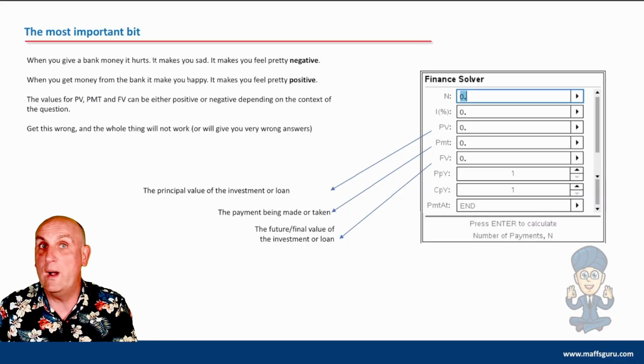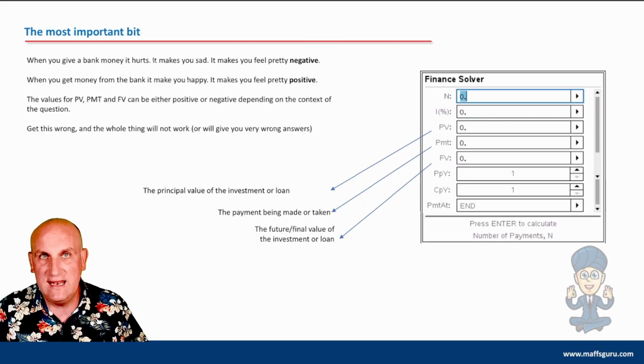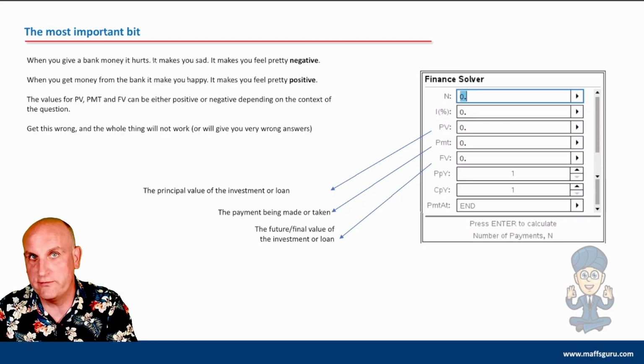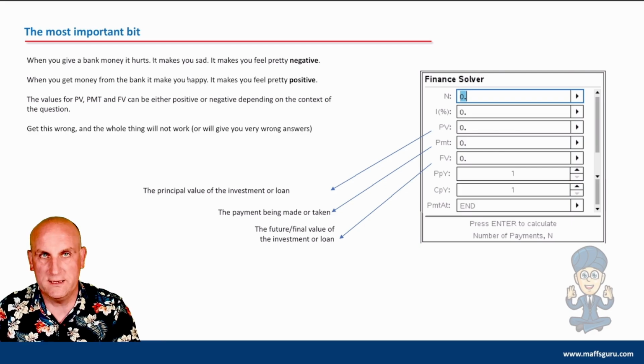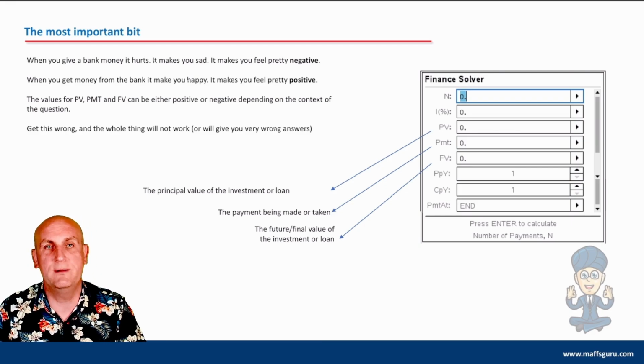If I give away money, if I have to walk into the bank and make a payment, or I pay money into an account, or I pay money onto my loan, it makes me feel pretty bad. Imagine putting your hand in your pocket and handing over $200 or $500 or $2,000. That's going to be pretty negative, isn't it? It's going to make you feel pretty rubbish. So payments can be negative.